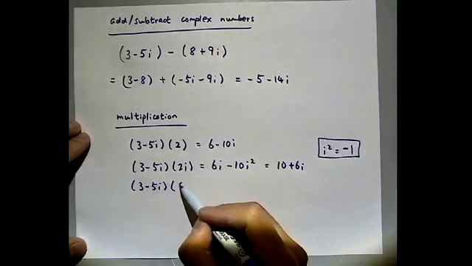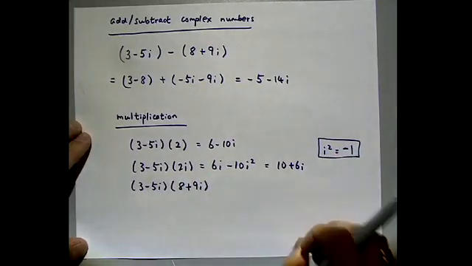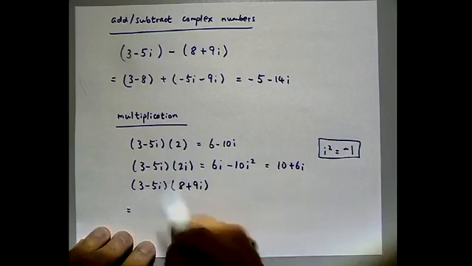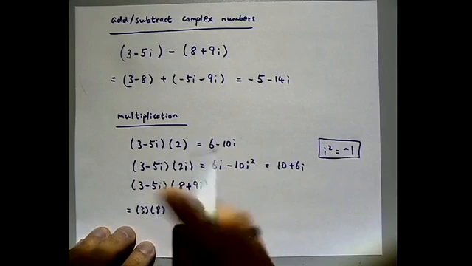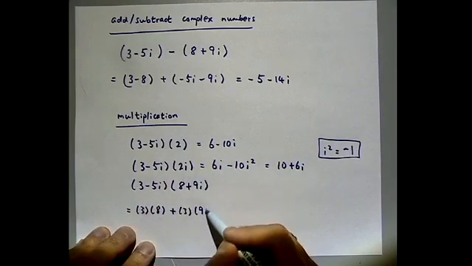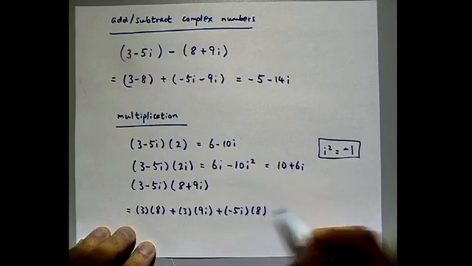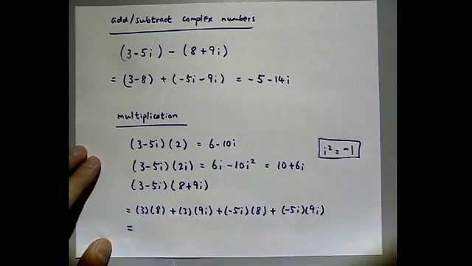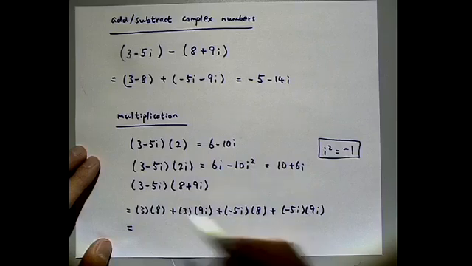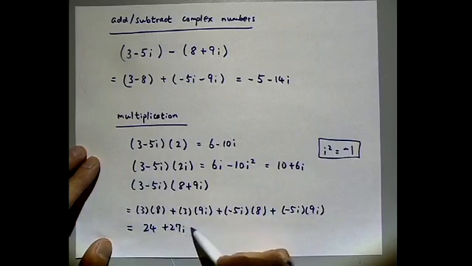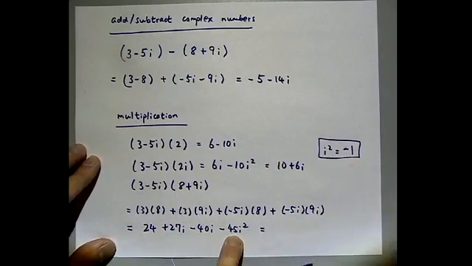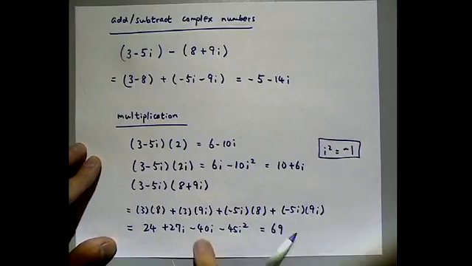If you're multiplying two complex numbers together, then you do the usual thing you do with binomials. You FOIL this out. So we get 3 times 8 plus 3 times 9i plus minus 5i times 8 plus minus 5i times 9i. So this is 24 plus 27i minus 40i minus 45i squared. But i squared is minus 1, so this is really plus 45. Adding the other 24 is 69 minus 13i.